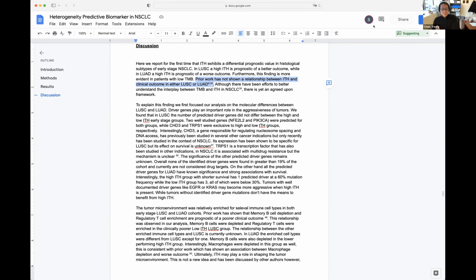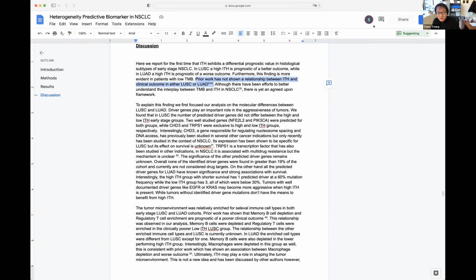Like the papers that I cited. Let me just look his up. Charles Swanton. I'm pretty sure Charles Swanton's paper looked at non-small cell lung cancer. Maybe you can phrase it in a way that they looked at non-small cell lung cancer as an aggregate, but no prior work has delved into the question of what is the clinical implication of ITH among squamous and non-squamous. Right, I don't think so.